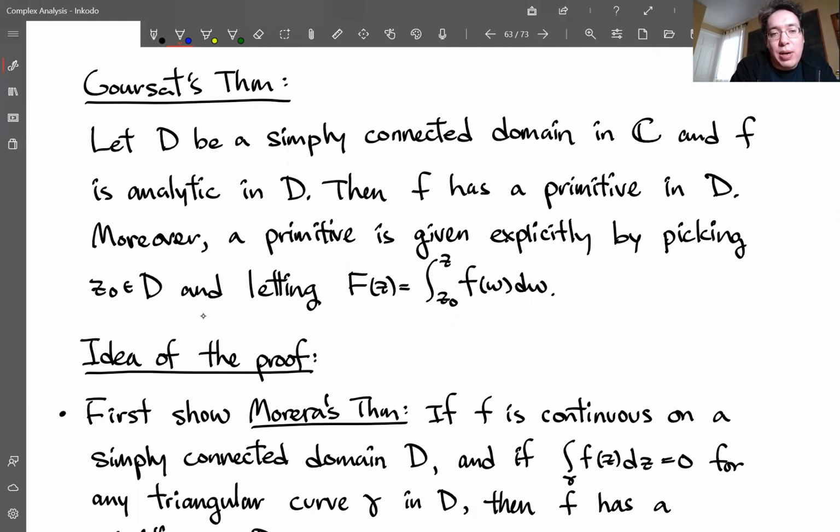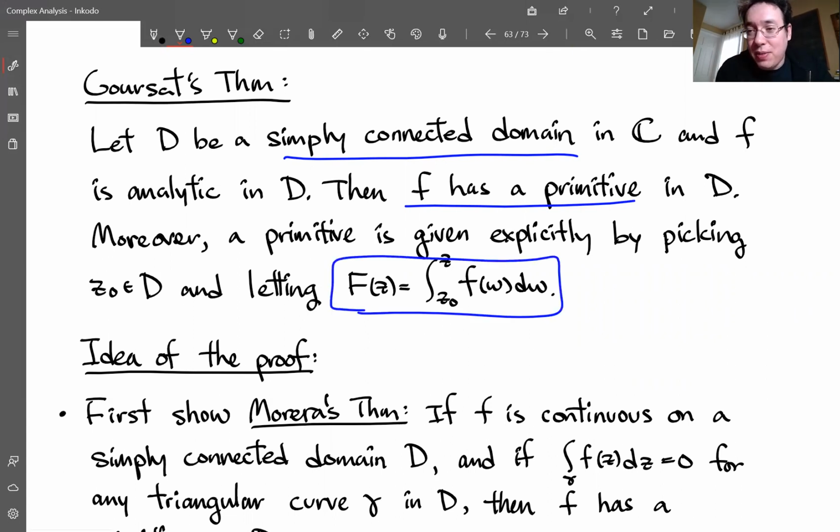So let's say we have a simply connected domain D, and we have some analytic function f. Then f has a primitive in D. Moreover, the primitive is given explicitly by something that looks like the area function. So what is guaranteeing us the primitive? You look at a simply connected domain, first of all. So 1 over z has a hole at 0. So any curve surrounding that hole cannot be in a simply connected domain, because simply connected domain means it doesn't have any holes.